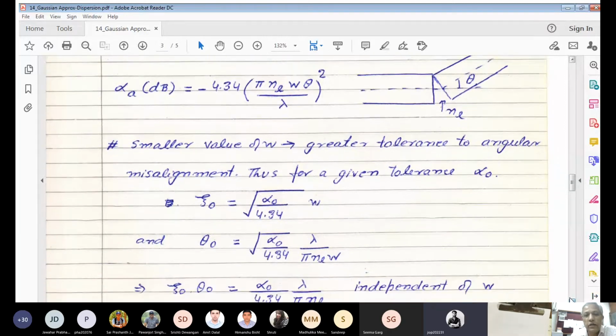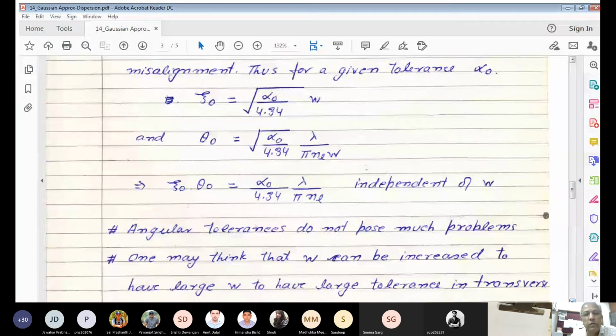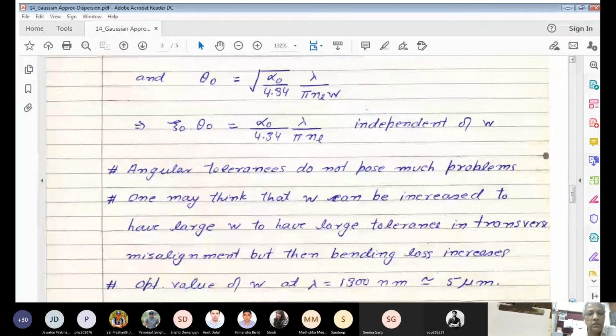Okay. So if I calculate the transverse misalignment Xi 0 or angular misalignment theta 0 giving me the same amount of loss alpha 0, for example, then from these two relations you can find that the Xi 0 which will create alpha 0 loss would be given by this expression, and theta 0, the angular misalignment giving the same amount of loss, would be given by this. If you multiply them, the product is independent of W. So if one tolerance increases, another tolerance decreases.